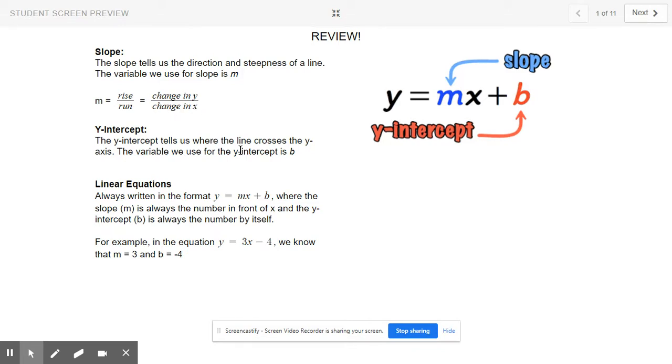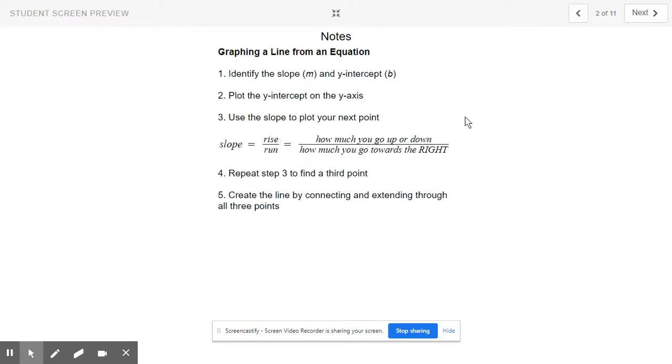The y-intercept, we use the variable b. So remember, that's the number that's at the back of your equation by itself. This tells us where the line crosses the y-axis. In 8th grade, all the lines we look at are straight lines, so they will always have the format y equals mx plus b.